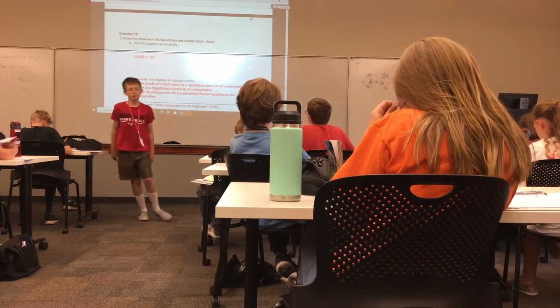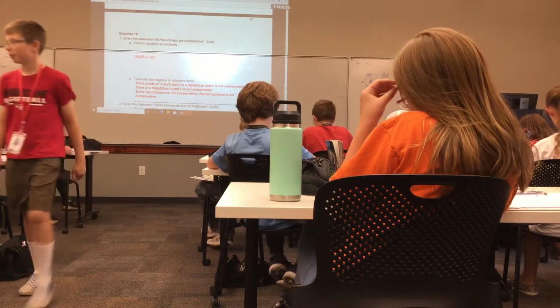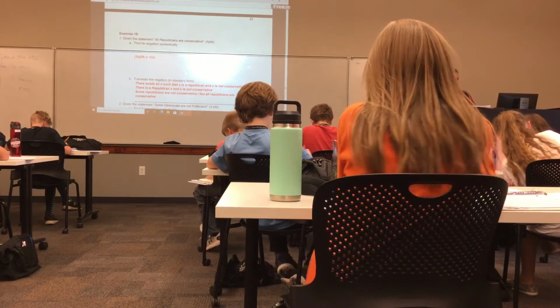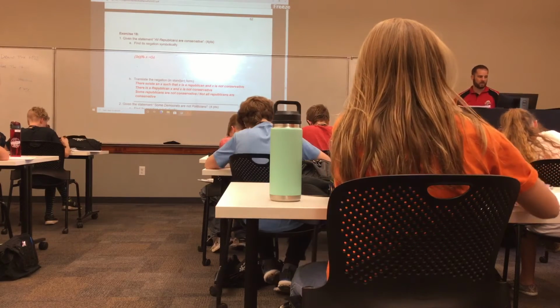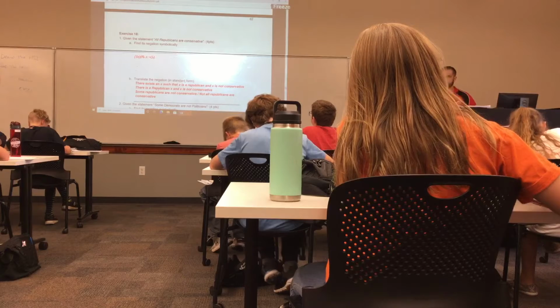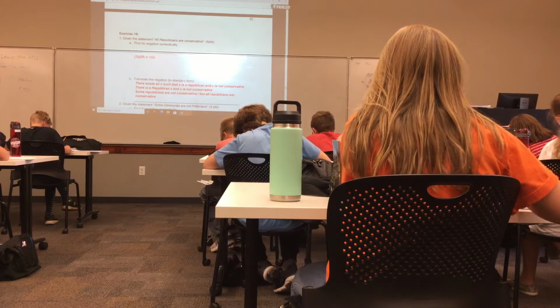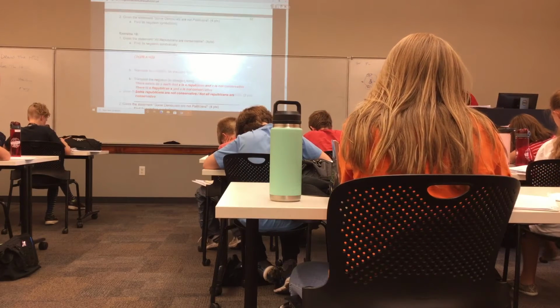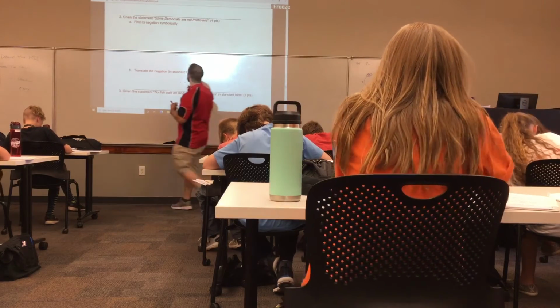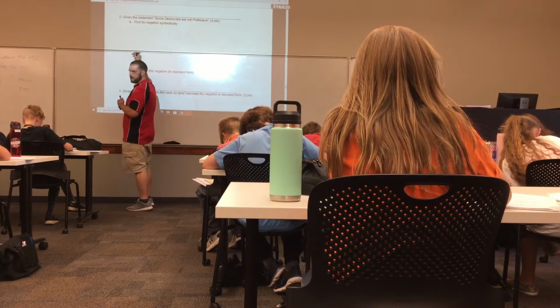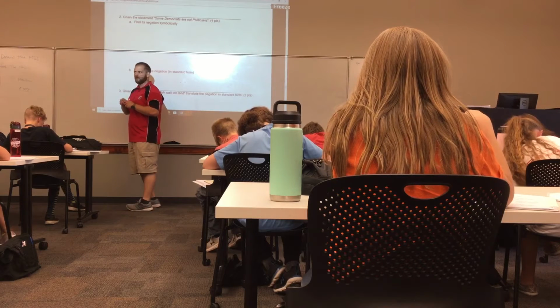You guys have a minute. Ready, go. Do number 2. Some Democrats are not politicians. You need to write the negation symbolically. So what you must do on the first part, think about how you would write the original. Some Democrats are not politicians. How would I write that?